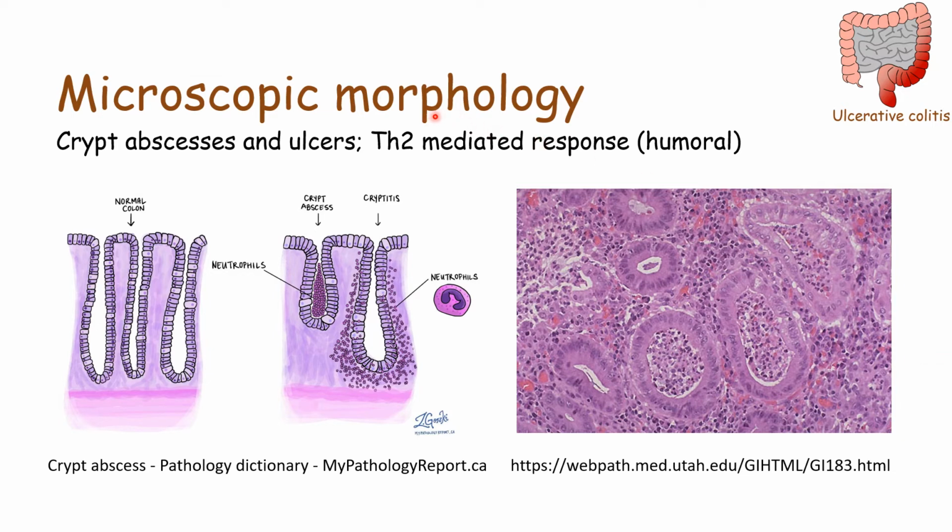Also, ulcerative colitis is a T helper 2 mediated response, meaning it will produce a humoral immune response. A humoral immune response is one involving antibodies and complement proteins instead of a cell-mediated response, which is seen in Crohn's disease.